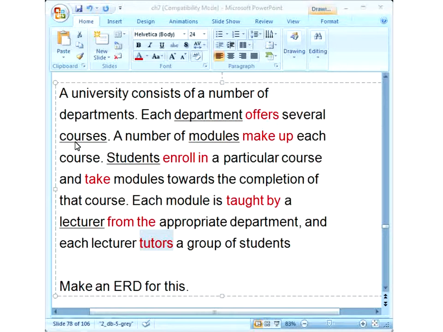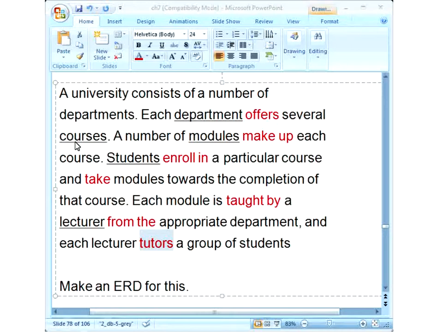Before moving to the relationship between lecturer and students, we can see that it says lecturer from the appropriate department. So there is a from relationship between department and lecturer. One lecturer belongs to a department. So you can have an employs relationship between them as well, like a department employs a lecturer. A department can employ many lecturers, but one lecturer can be employed by one department. So if it is from department to lecturer, it will be one-to-many.